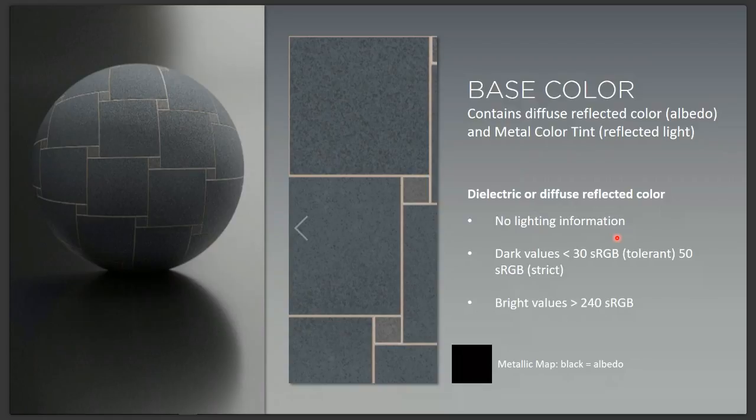So with our base color, and again, we're just talking about this diffuse reflected, the albedo part. This is not the metal. We just want to adhere to this kind of value. And since we're talking about albedo, anything denoted as black in the metal map should adhere to these guidelines.